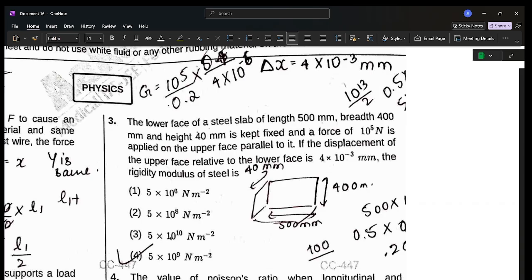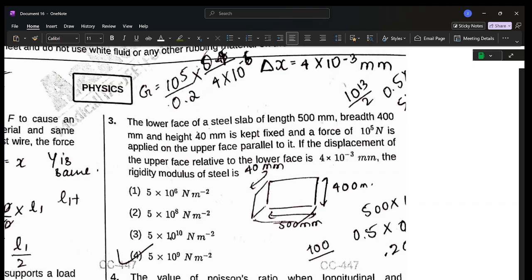Acha, okay. So you're putting a force like this, right? Now, if the displacement of the upper face relative to the lower face is 4 into 10 power minus 3, so it's basically something like this. So this difference is 4 into 10 power minus 3 mm.